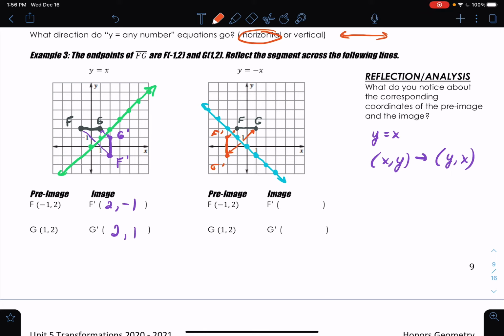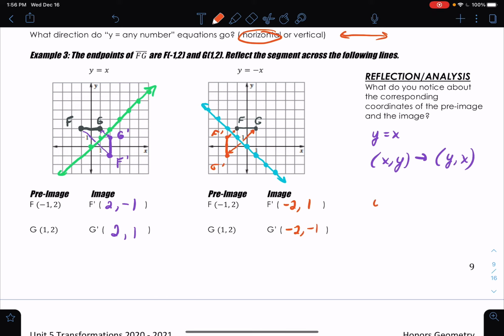So F was negative 1, 2. F prime is going to be negative 2, 1. Okay, G was 1, 2. G prime is going to be negative 2, negative 1.